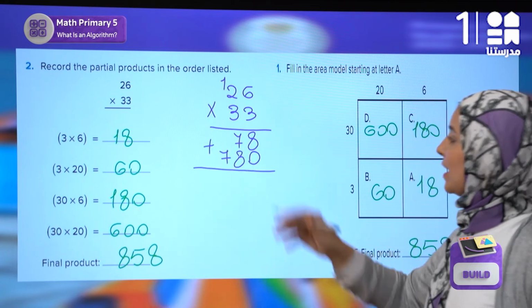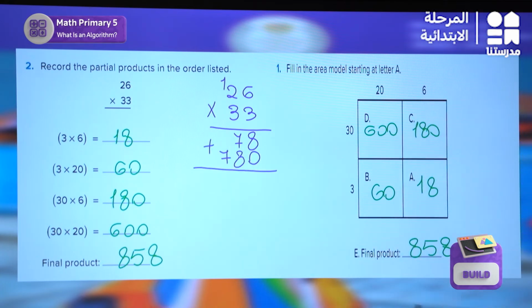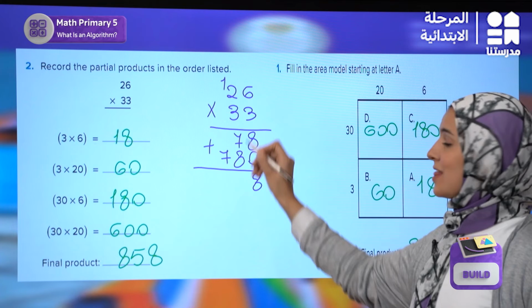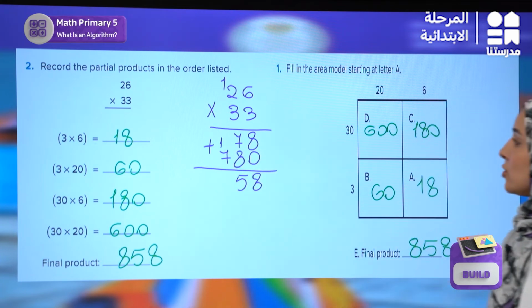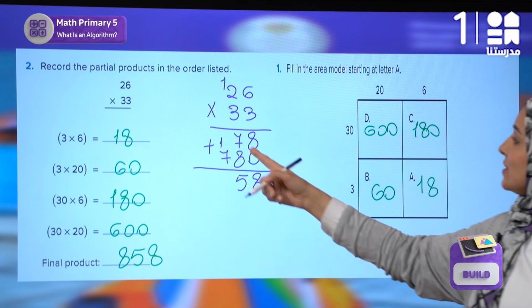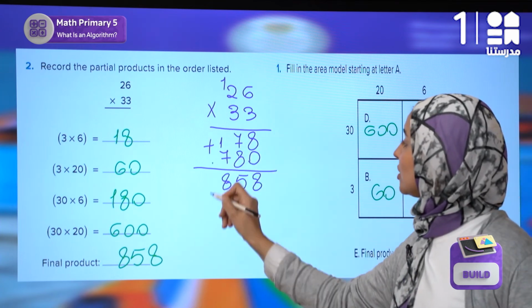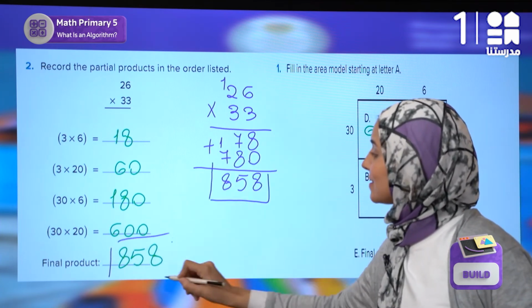The final step is to add. When we add, we have here 8. Then what do we have? We have 15. I will write the 5 and carry out the 1 on top of the 7. 7 plus 1 is 8, which is the same exact answer.